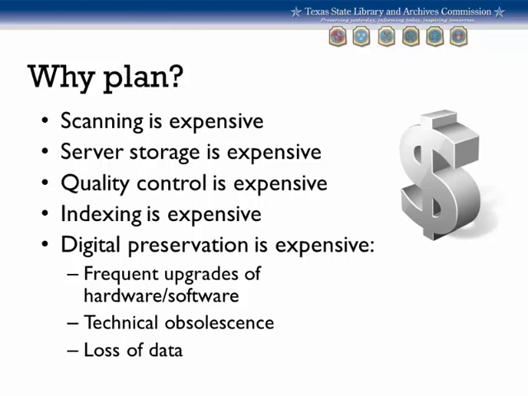And then digital preservation, or maintaining these digital files, these digital assets that you're creating over time, that is also expensive. You have to keep your hardware and software up to date. Rapid technological changes means rapid technological obsolescence. And then each time you migrate a record or change your software or change a file format, you risk losing data. And that can become expensive, particularly if you are sued and you can't produce or access a record that you're supposed to have. So planning can help mitigate these risks.